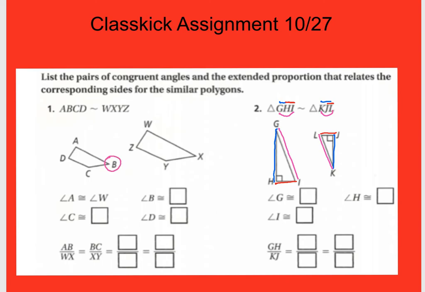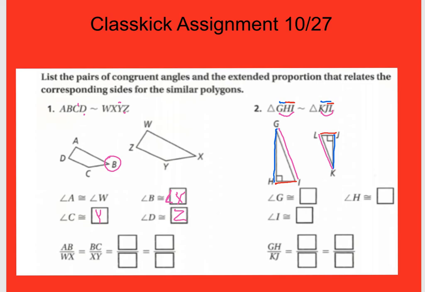Angle B corresponds to what over here? X. X, very good. And you can put your angle sign or you can just put X. Angle C corresponds to angle what? Y. Y, very good. And angle D corresponds to Z. Z. Lovely. Okay, now if you want to look up here, you can see C is the third one, and so is Y. You can see D is the fourth one, and so is Z. So you could use your similarity statement if you choose to.